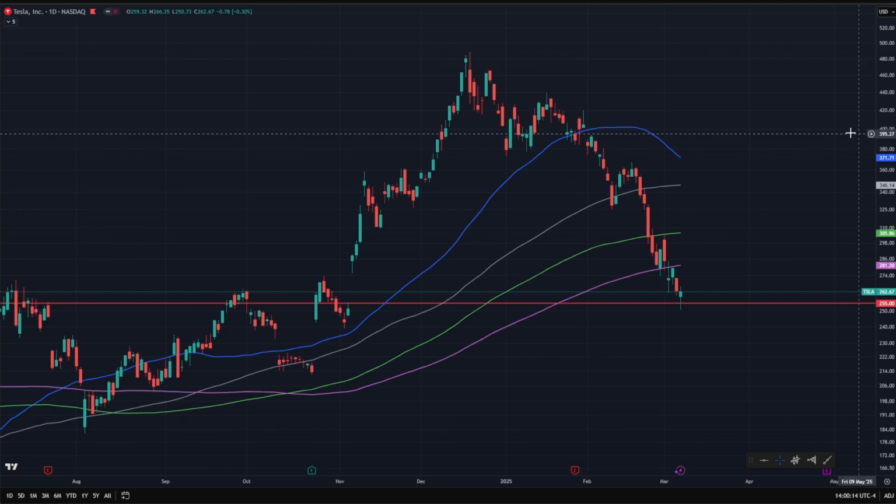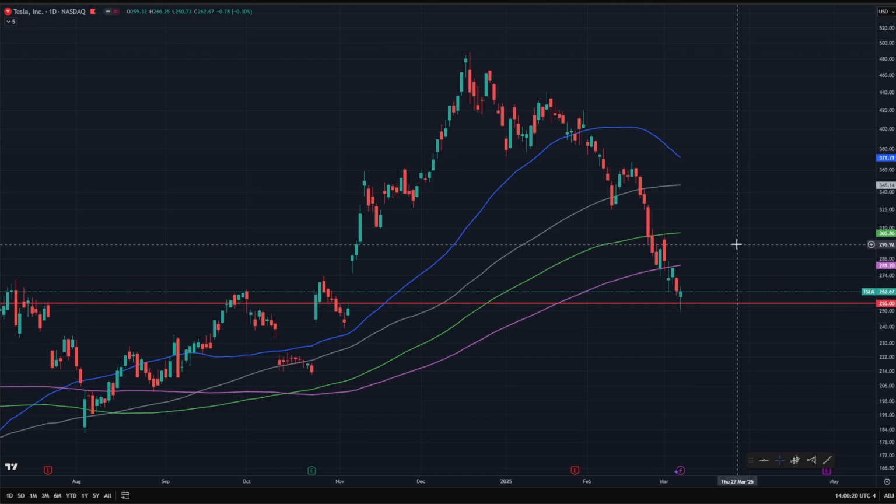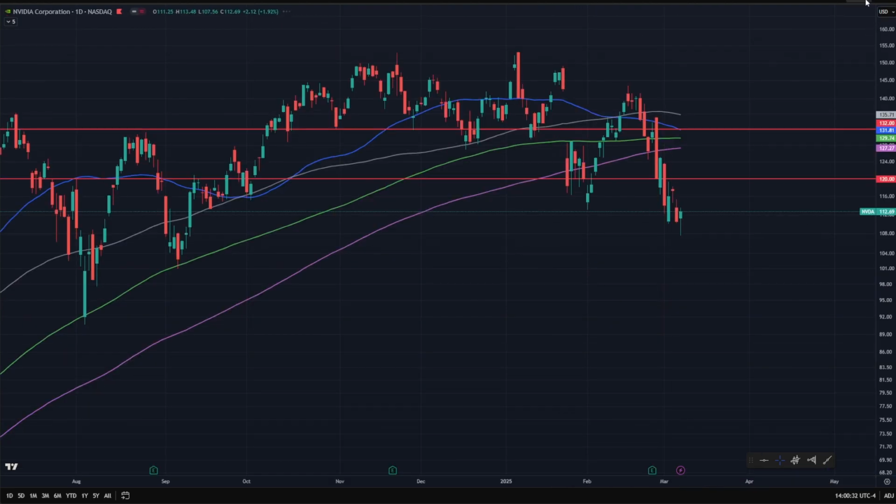I had a Tesla CSP at 255, which I did want to get assigned as well because I would have loved to own 100 shares of Tesla at 255. But the market recovered on Friday, and my 255 CSP expired worthless, and I kept the premium there for a 100% profit trade. And I did take one NVIDIA CSP at 97 this week, which I closed in one day for about 85% profit.